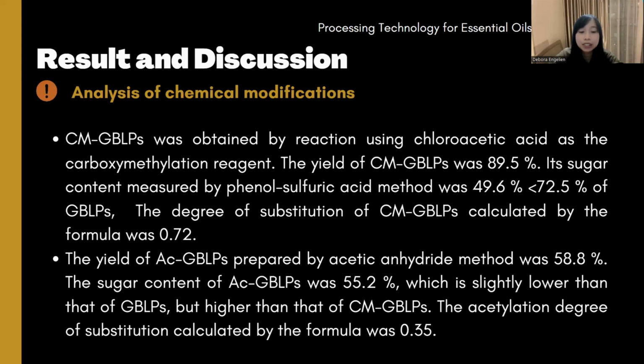The acetylation reaction is a nucleophilic substitution reaction, and the reaction process is more sensitive to the pH value, which needs to be controlled between 9 and 10 to maintain an alkaline environment. The stability of the pH value has a large effect on the yield and polysaccharide content. The acetylation degree of substitution calculated by the formula was 0.35, which is in a more reasonable range.